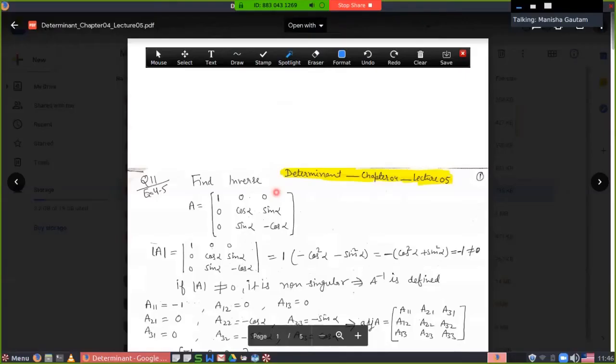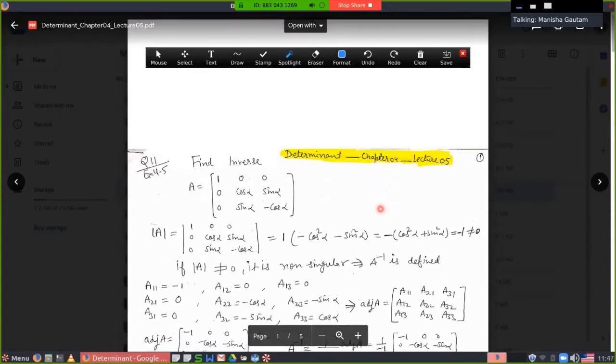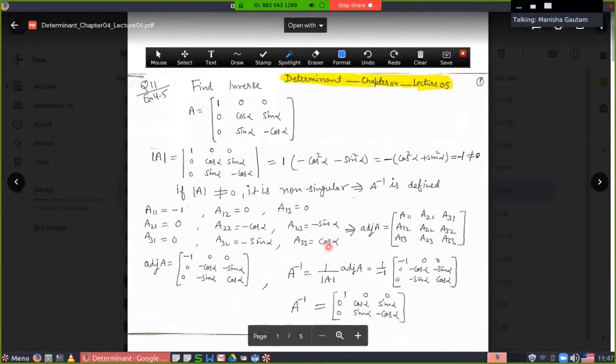Today we will discuss how to find out the inverse of a matrix. In the previous lecture we studied the adjoint of a matrix. Here we will discuss the inverse by using the adjoint of the matrix. We will use the formula A inverse is equal to 1 upon determinant of A into adjoint of A. It was written in the previous lecture also. This is the formula we will use to find the inverse of the matrix.